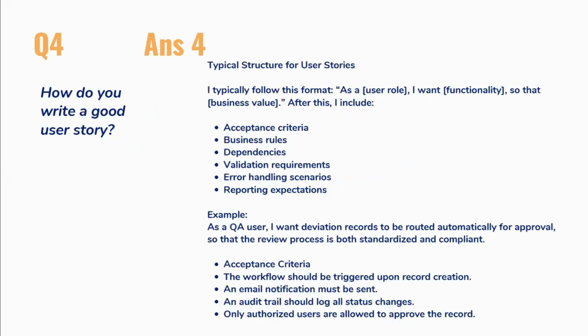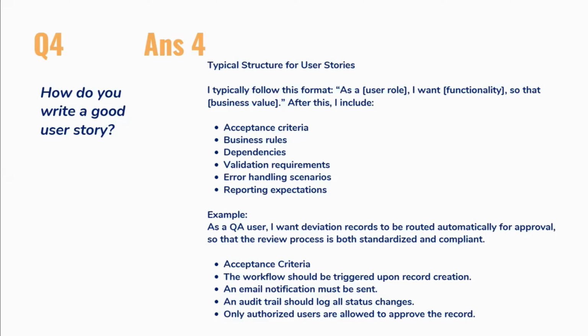Anyway, so for question number 4, how do you write a good user story? Typically, everyone knows this question, but for awareness, I'm telling you there could be a format. It's based on client to client, but typically it follows this format: as a user role, you have to mention the role, and you want functionality so that business rule. After this, you can include acceptance criteria, business rule, dependency, validation requirement, error handling scenarios, and reporting expectations.